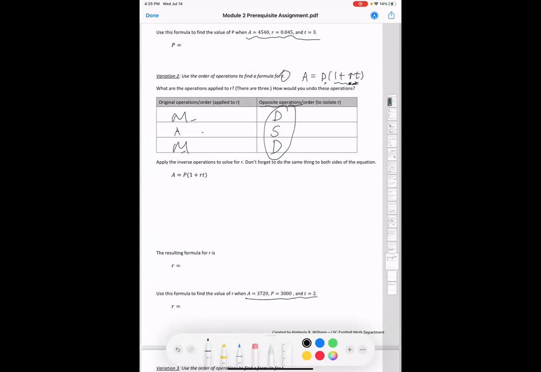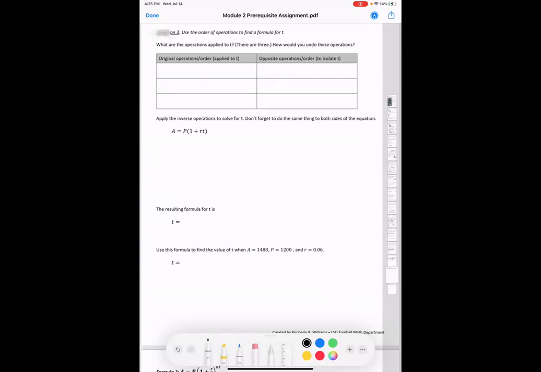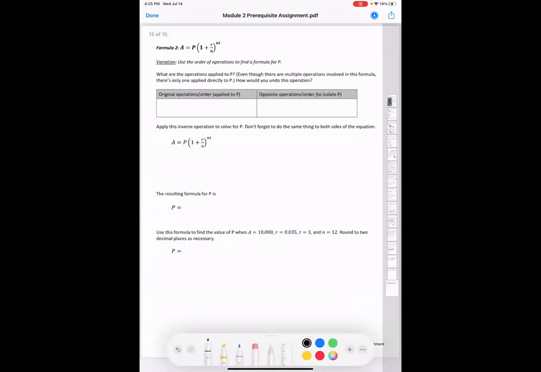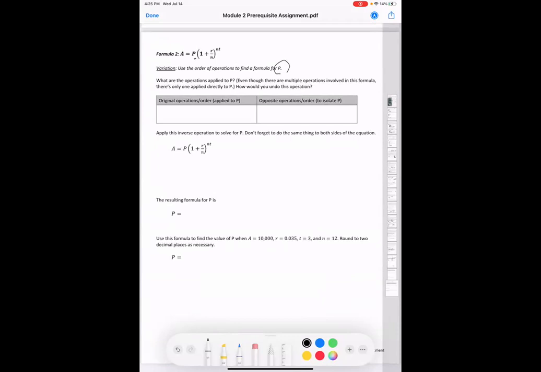So use all of this to find R, isolate the R, and then plug in the provided information. Next one, I think it's very similar. It's looking for T. Let's see, last one. The last one is very easy because it's looking for P. P has only one operation, which is multiplication, and the opposite operation is division, divide by something. Then isolate the P, find the value of P, and plug in the information here to get the value of P.